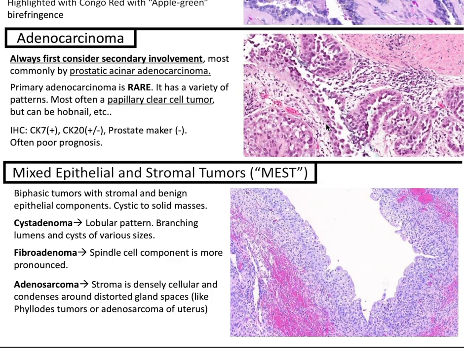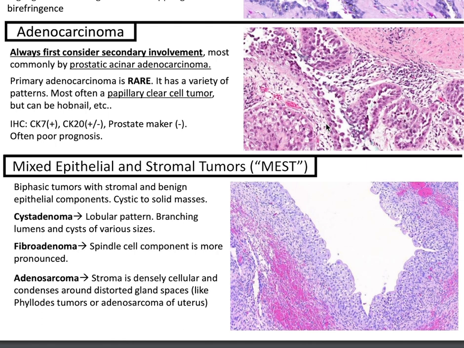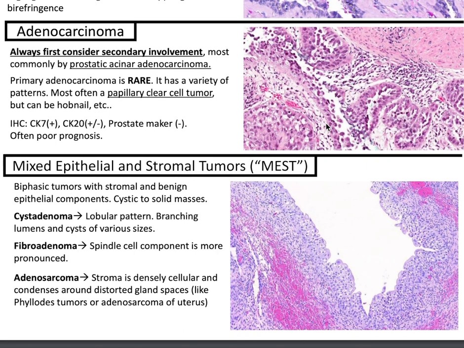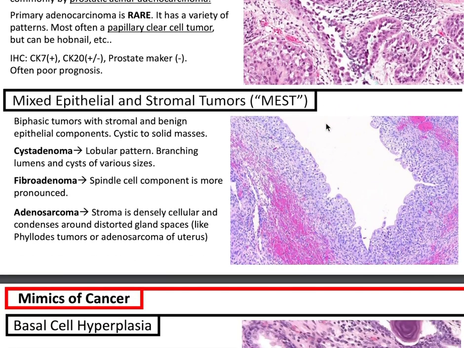Adenocarcinoma: you always want to first consider secondary involvement, most commonly by prostatic acinar adenocarcinoma. Primary adenocarcinoma is rare. It has a variety of patterns, most often a papillary clear cell tumor, but it can be hobnail, and CK7 will be positive, CK20 will be more positive than negative, prostate markers will be negative, and often a poor prognosis.